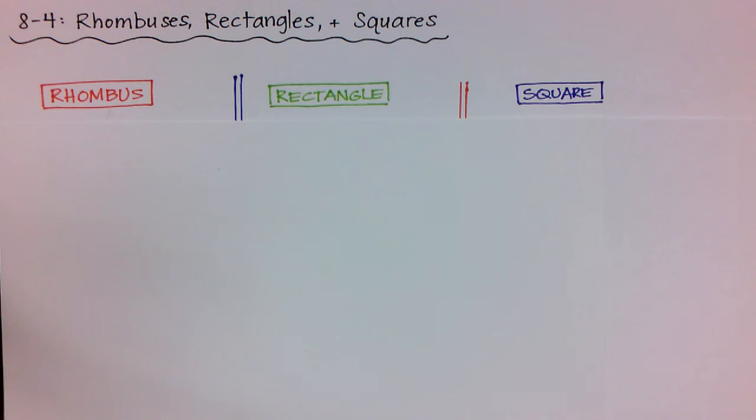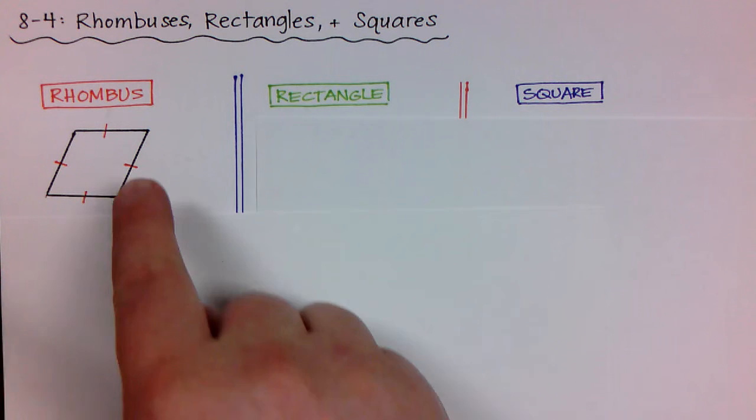It's all about rhombuses, rectangles, and squares. These are three different types of parallelograms, which are the shapes that we studied in our last two lessons. So the first one we're going to talk about is a rhombus, which is probably the most unfamiliar of the three that you've seen in your lifetime. And so here's a picture of what a rhombus looks like.